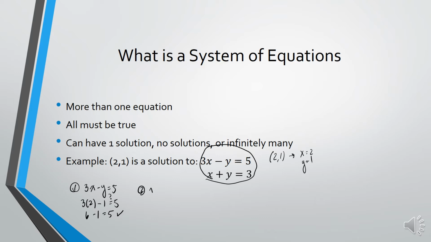Now my second equation is x plus y equals 3. Let's plug in 2 and 1 and see what happens. Is 2 plus 1 equal to 3? Yeah, it is. So it's a solution to both. That means that (2, 1) is a solution to this system of equations.